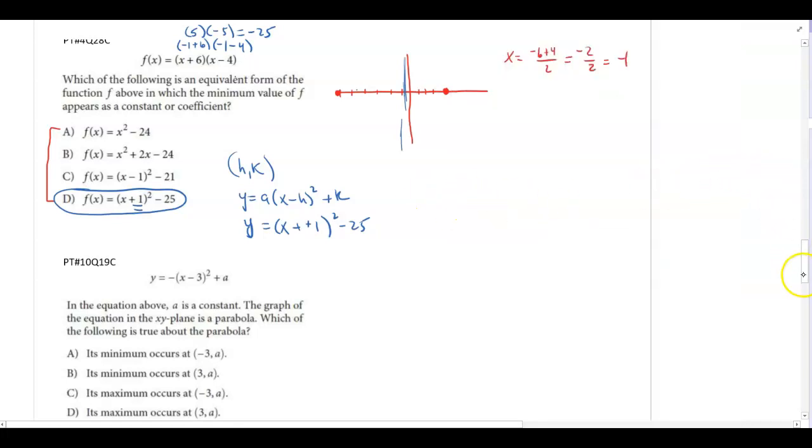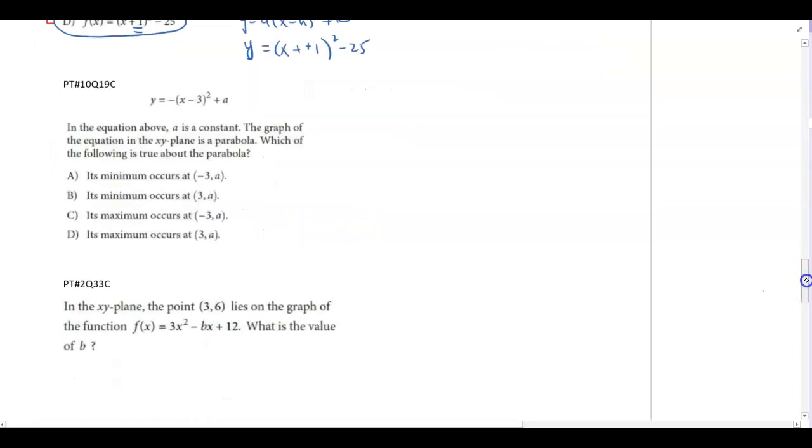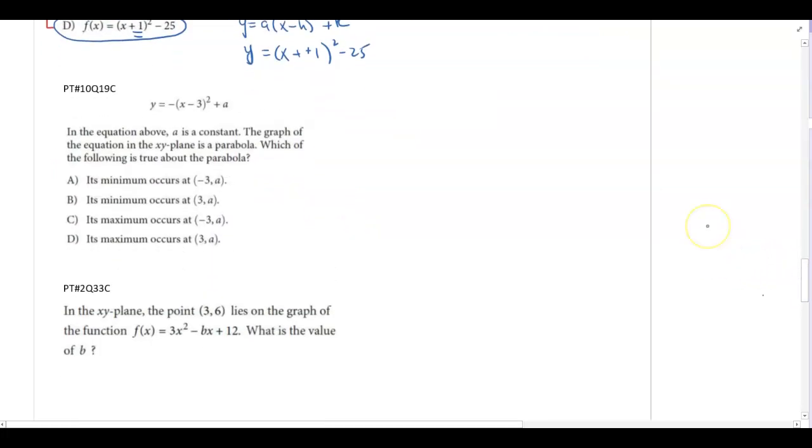So you can use a calculator in a variety of ways for some of these problems. All right, next one. In the equation above, A is a constant. The graph of the equation in the xy plane is a parabola. Which of the following is true about the parabola? Well, right away, I know if my leading coefficient, which we said was A, is negative, this is going to open down, which means this is going to be a maximum. Just by knowing that, I narrow it from a 1 in 4 chance to a 1 in 2 chance.